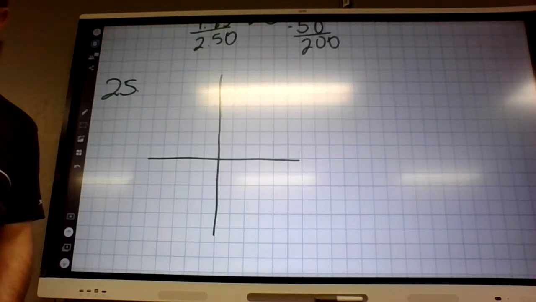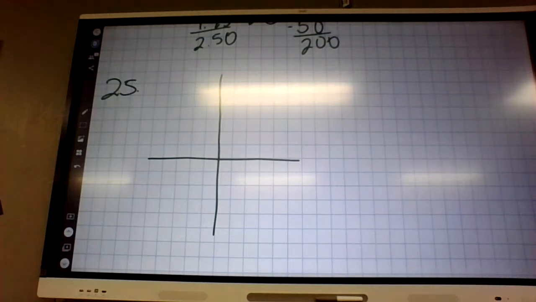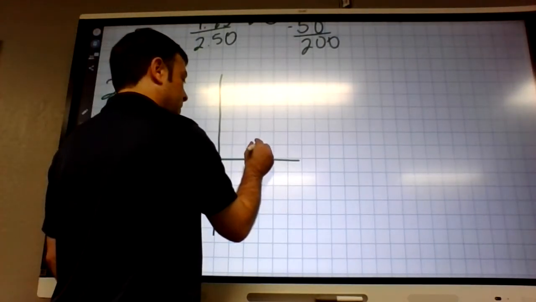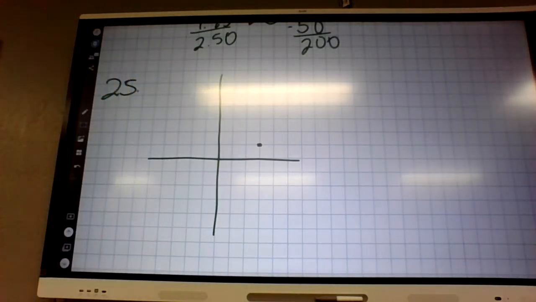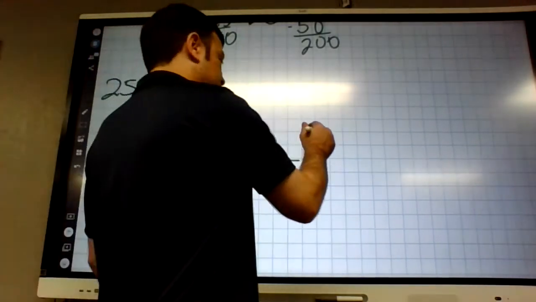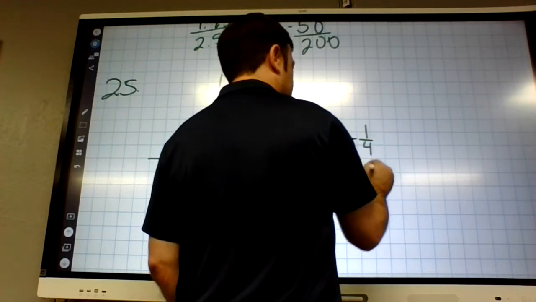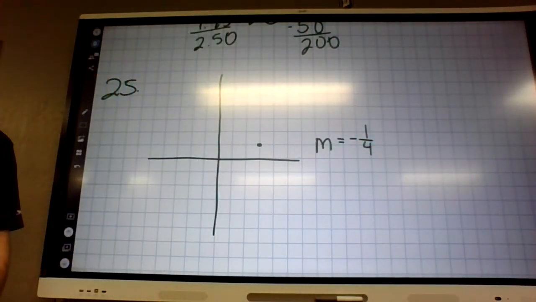Okay, so we know that the line is going to go through (3, 1), because that's what they're telling us. So I'm going to put a point at (3, 1). Then it also tells us that the slope is negative 1/4. So what can I do with that? You put it at the negative 1/4.